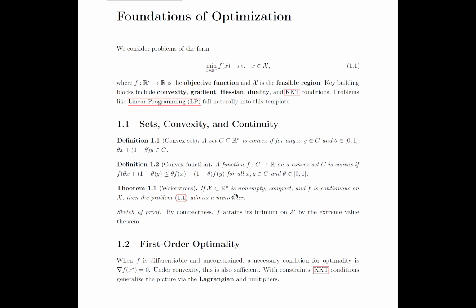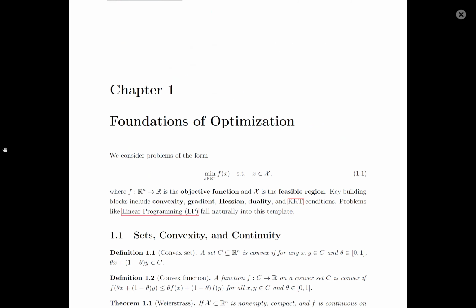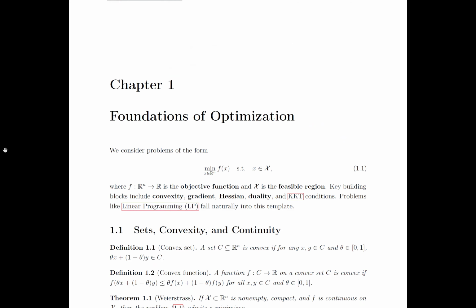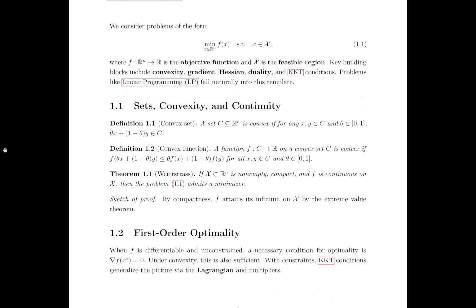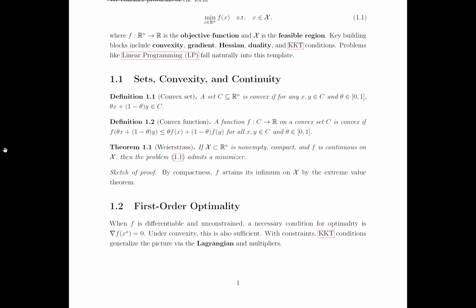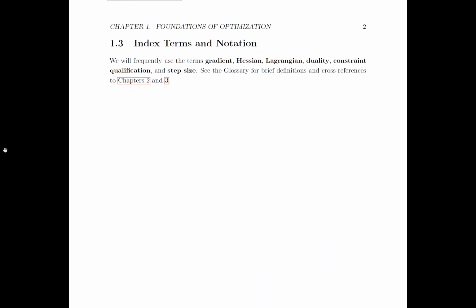So in chapter 1, we have foundations of optimization. We consider problems of the form, and so on. Sets, convexity, and continuity. You have all those definitions. First order optimality, you have all these. Then index terms and notation.